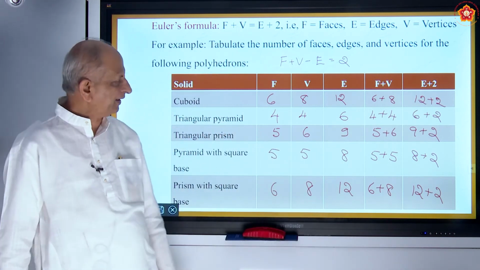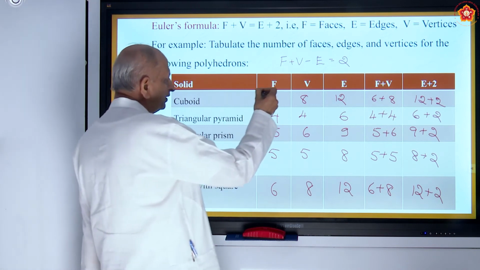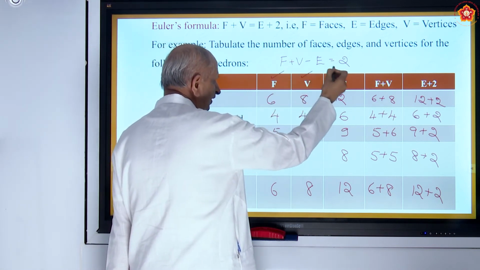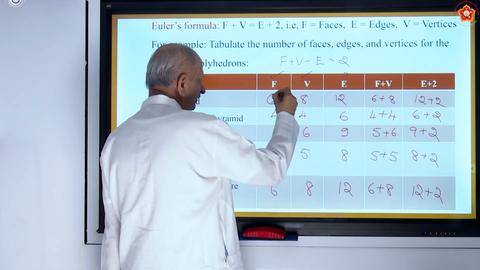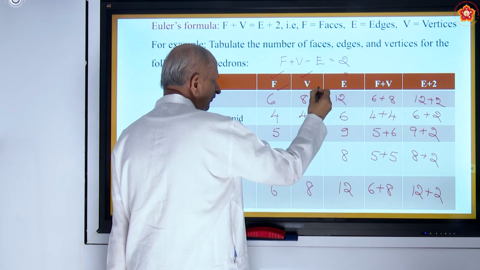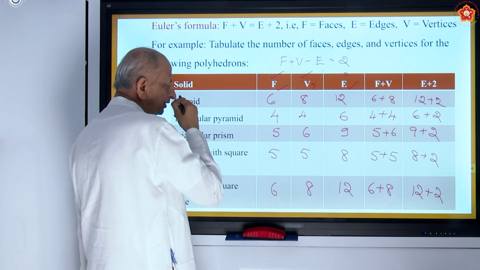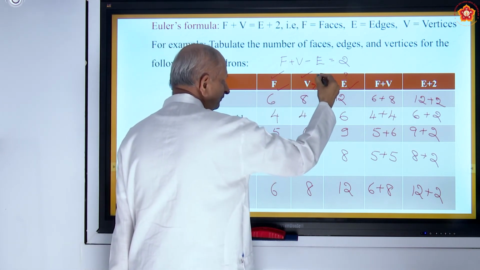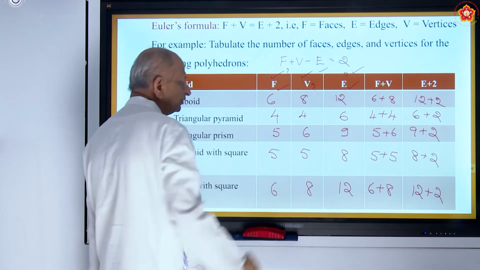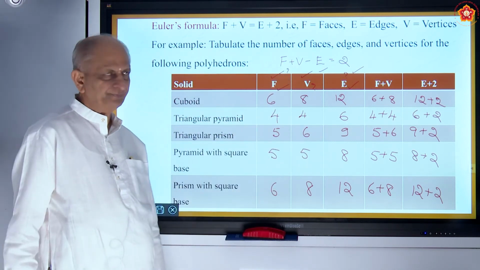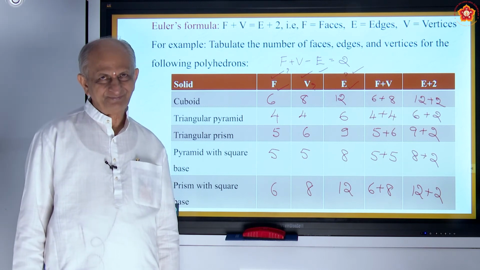In this formula, suppose you are given F and V, you can find E. Suppose you are given F and E, you can find V. Suppose you are given V and E, you can find F. So out of the 3 items, if any 2 items are given, you can find the third one.